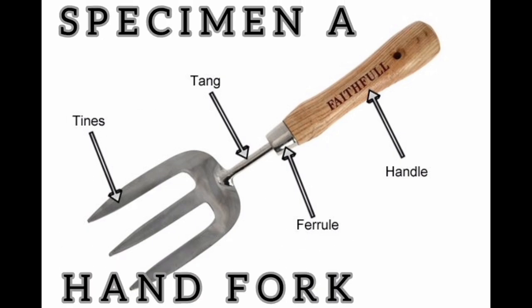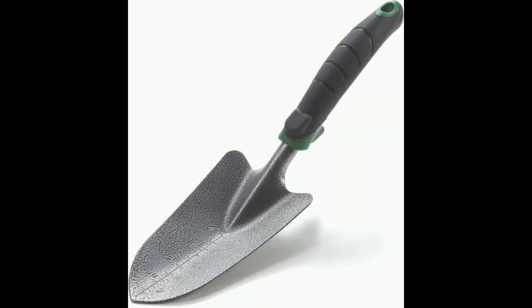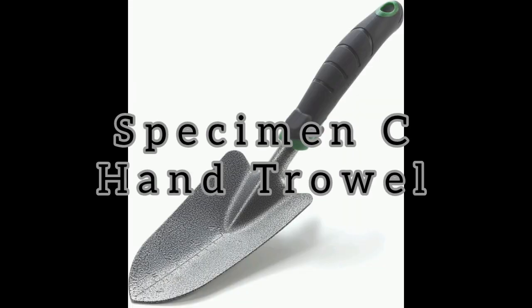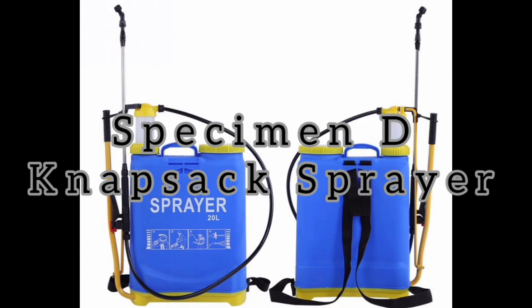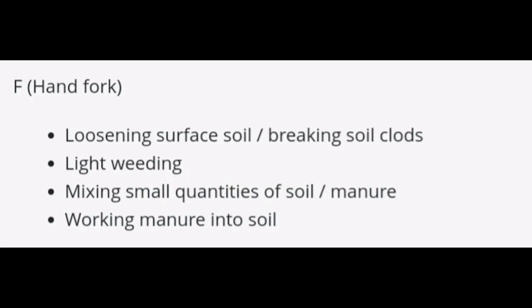Specimen A is hand fork, specimen B is garden fork, specimen C is hand trowel, and specimen D is knapsack sprayer. So we're going to group these 4 together because they have similar applications, and we're going to discuss those ones. All right? Okay. So let's start by listing out the uses of these specimens.